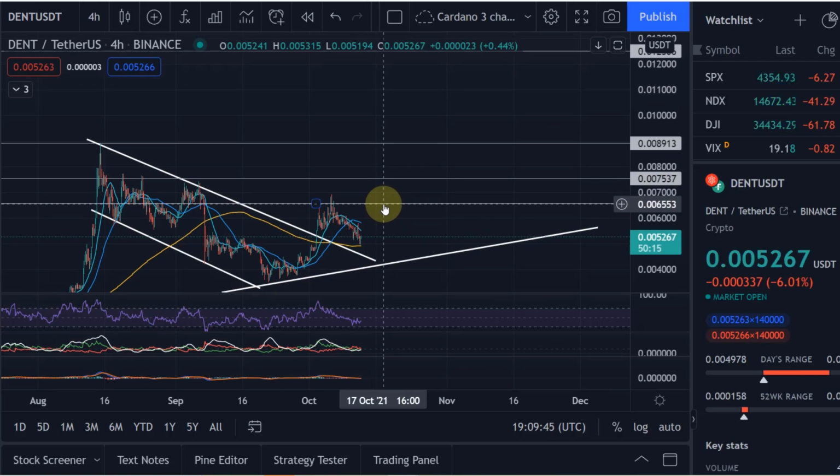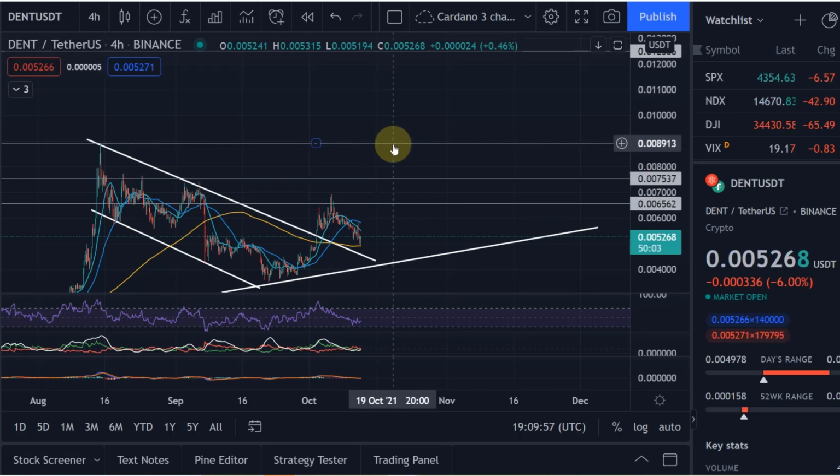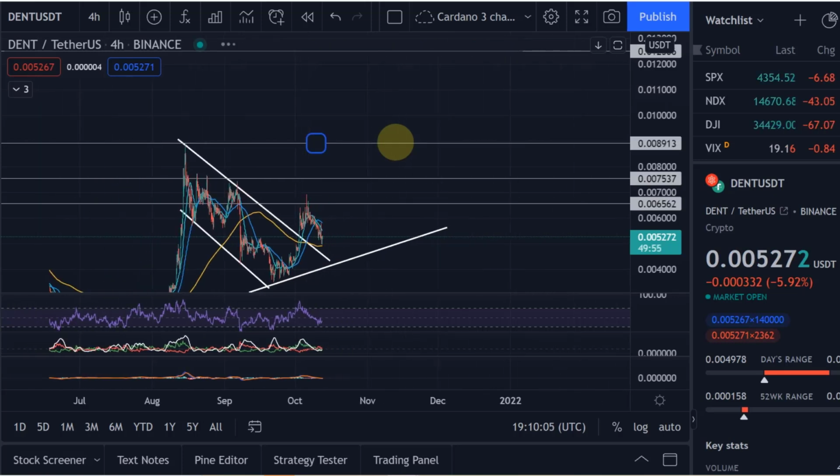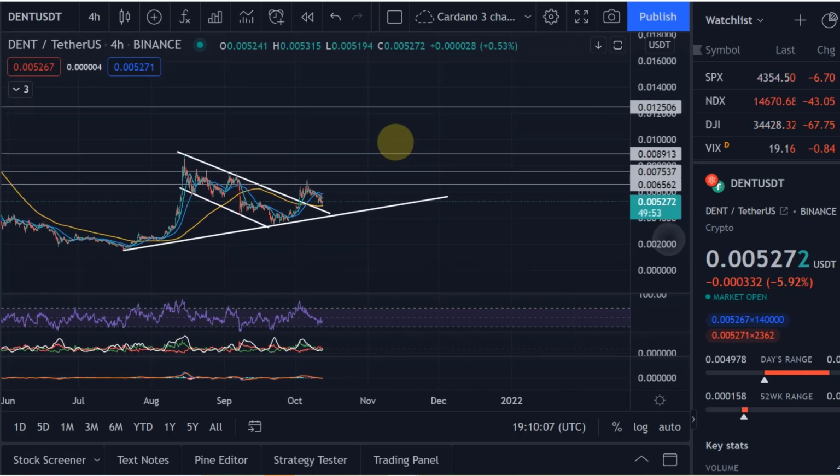It's not 6.5 cents, it's 0.0065. Yeah, and then from here I think we can go certainly up to 7. I'd say 7.5, you know what I mean, and then we could go up all the way up to here to the 0.009 cents. And if we break that, then we could get much higher.